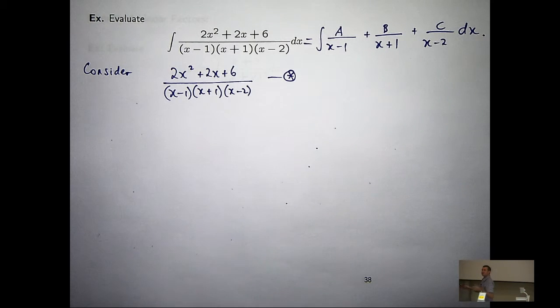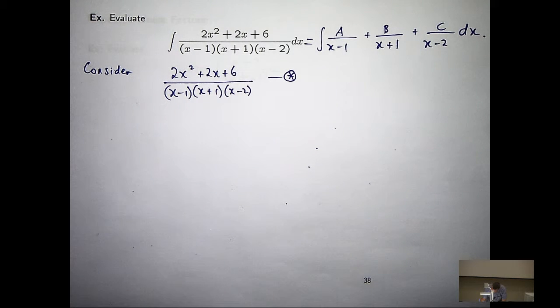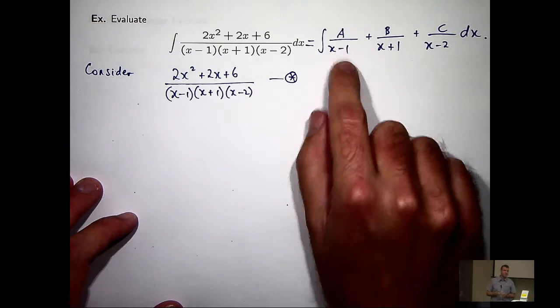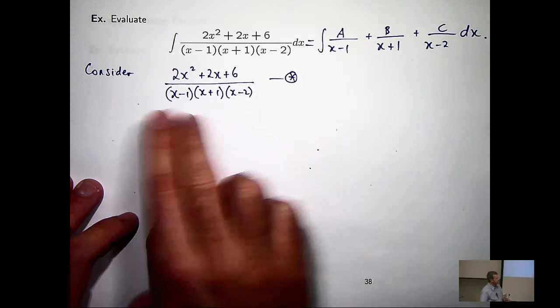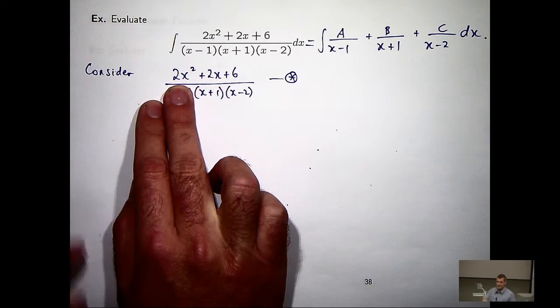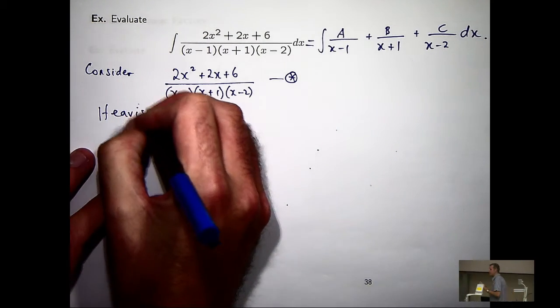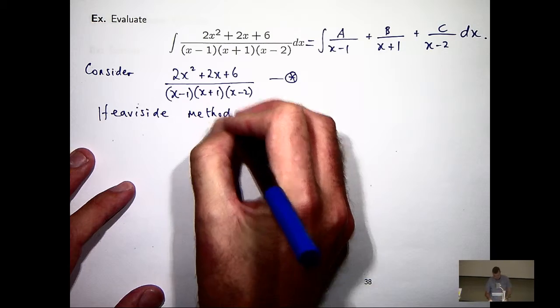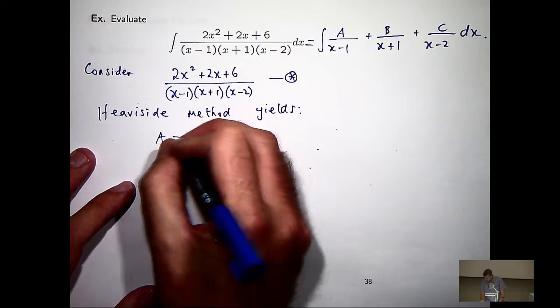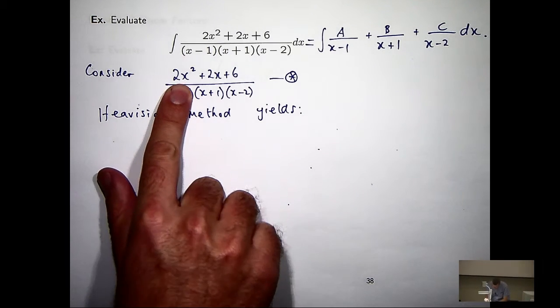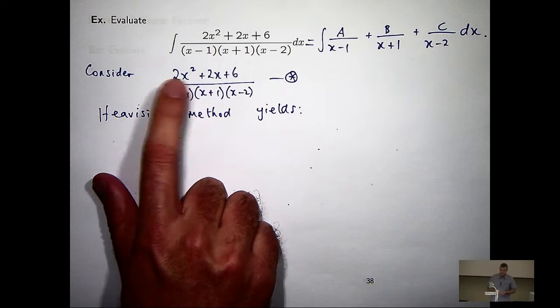All right. So just to step through the process once more, the Heaviside cover-up method. It's great. To get our letter A, it lies above x minus 1. So you cover up x minus 1 and you substitute in x equals positive 1. So A is going to be what's remaining here with x equals positive 1.